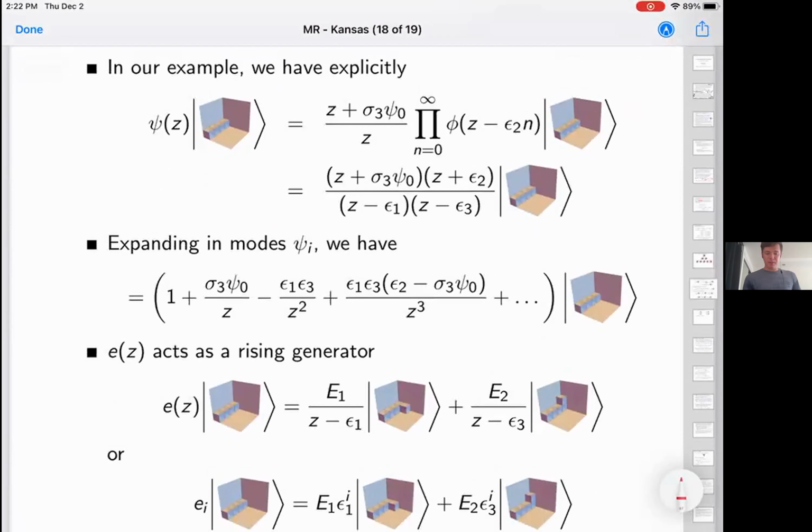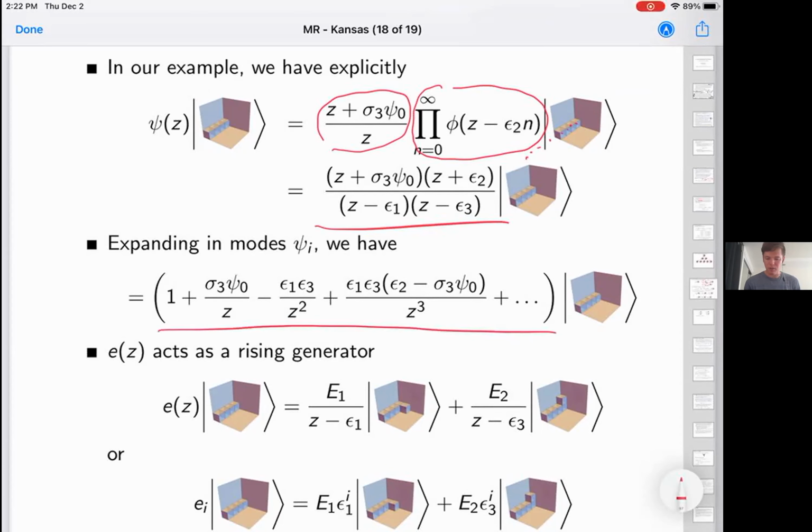So in our example, where we have a single asymptotic 0 box 0, we have the vacuum factor, and we have a sum over all the boxes in the vacuum configuration, right? So there's infinitely many of them here. It turns out that there's a lot of cancellations, and the final expression has the following simple form. Expanding in modes around z equals infinity, we can identify the action of psi 0, psi 1, psi 2, and so on.